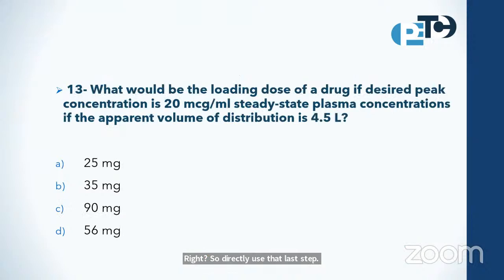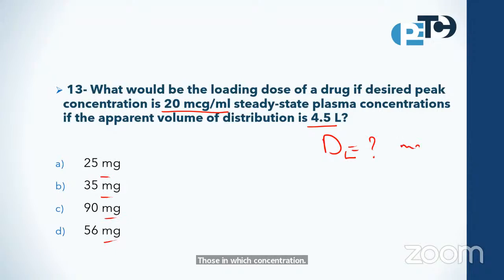What would be the loading dose of a drug if desired peak concentration is 20 microgram per milliliter and apparent volume of distribution is 4.5 liters? Let us see what we have and what is the formula that we will use. Here, he needs loading dose. In which concentration? In milligrams. Okay. What do we have?